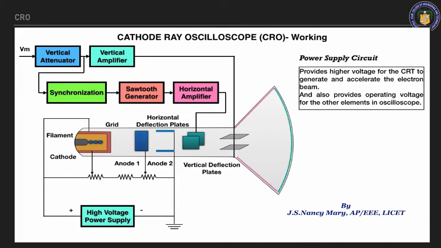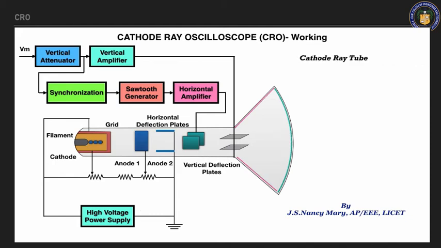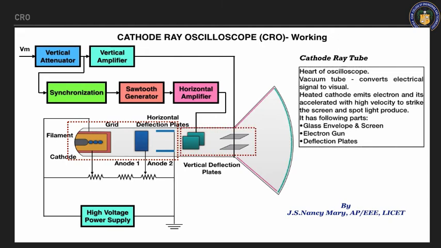Now we are coming to the center part. In this cathode ray tube, we are going to have three parts. One is your electron gun, one is your horizontal deflection plate, and the other one is the vertical deflection plate. The electron gun consists of cathode, anode, grid, filament, etc. Then the horizontal and vertical deflection plates. Then your glass envelope. So this is the heart of the oscilloscope, because this one will show you the picture, and the beam will be generated from this also. So we will see all the three parts one by one.